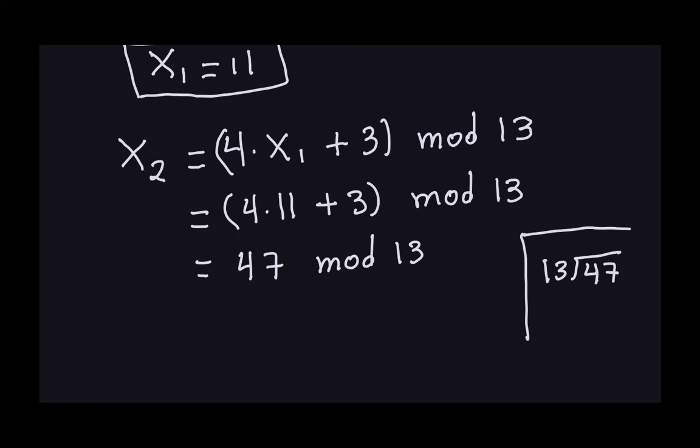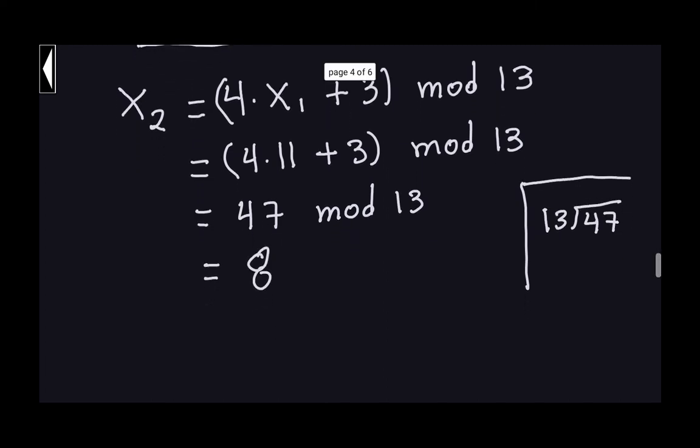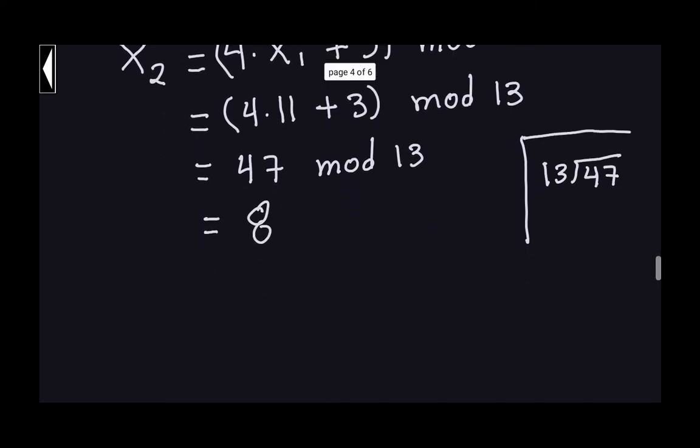47 mod 13 is the remainder of that division. I'm not going to go into the details, so go ahead and double check that the remainder is actually 8. That number is going to be my next number in that sequence. So x2 will be 8.